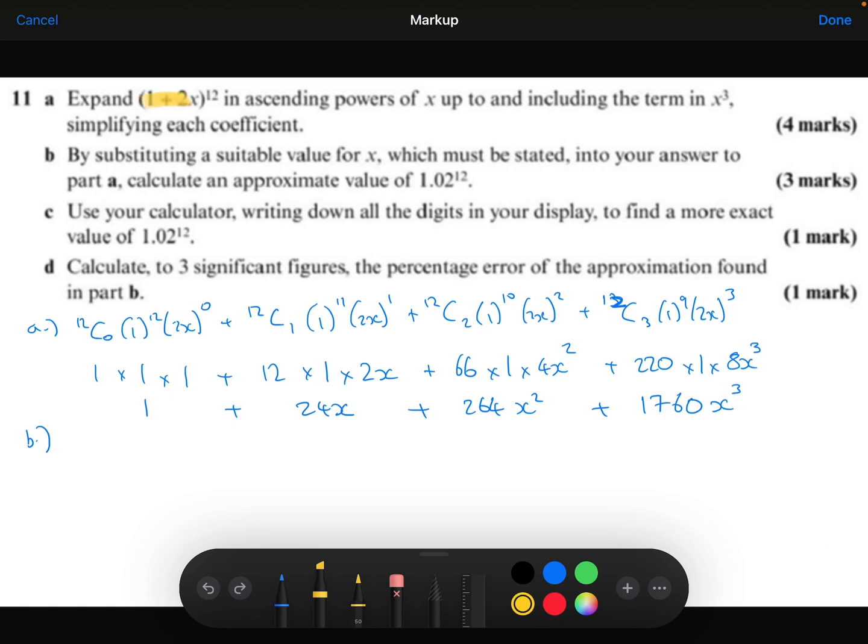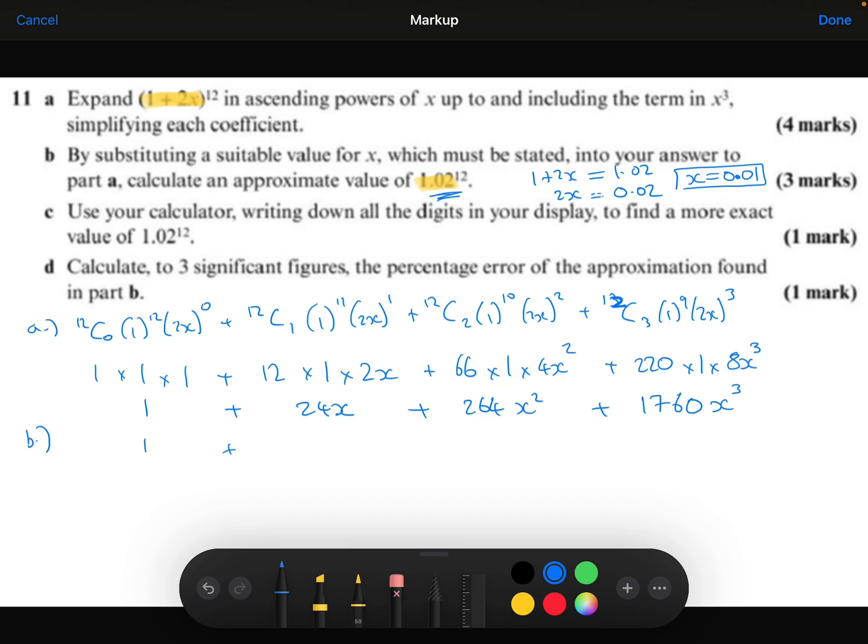So on the inside, this 1 plus 2x, let's make that equal to the 1.02. Take the 1 away from both sides, and I find that 2x is equal to 0.02. Divide both sides by 2, and so x is equal to 0.01. So when I substitute that into my expansion, it's going to give me an approximation for 1.02 to the power 12.